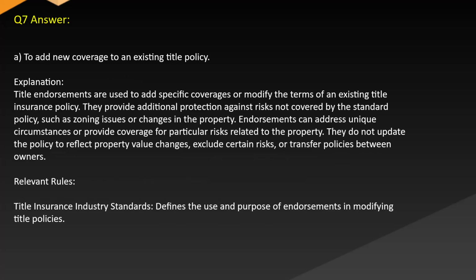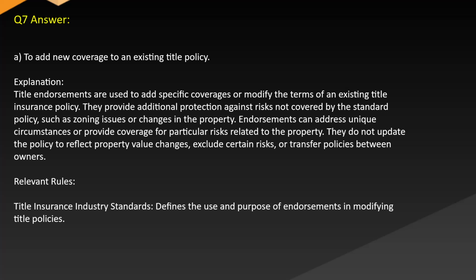Answer: A. To add new coverage to an existing title policy. Explanation: title endorsements are used to add specific coverages or modify the terms of an existing title insurance policy. They provide additional protection against risks not covered by the standard policy, such as zoning issues or changes in the property. Endorsements can address unique circumstances or provide coverage for particular risks related to the property.